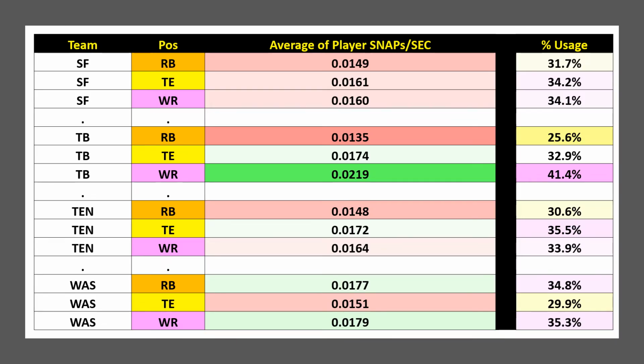San Francisco, Tampa Bay, Tennessee, Washington. San Francisco is way too balanced here. And slight Detroit and Raiders. They're trying to force it to Kittle, but they're not using their wide receivers enough. They should be in the 40s. And they're using their running backs. So they're running more, no doubt. I just don't know how successful this is going to be for them long term.